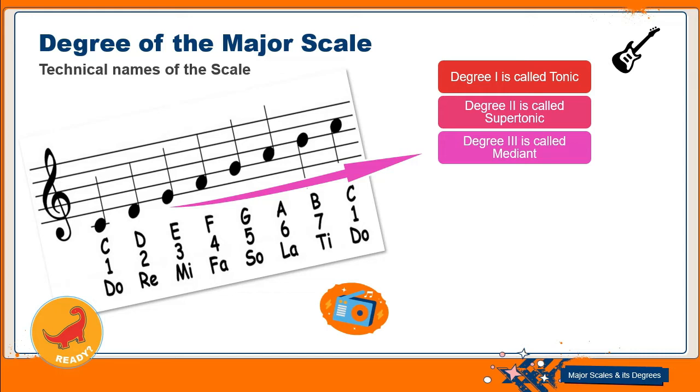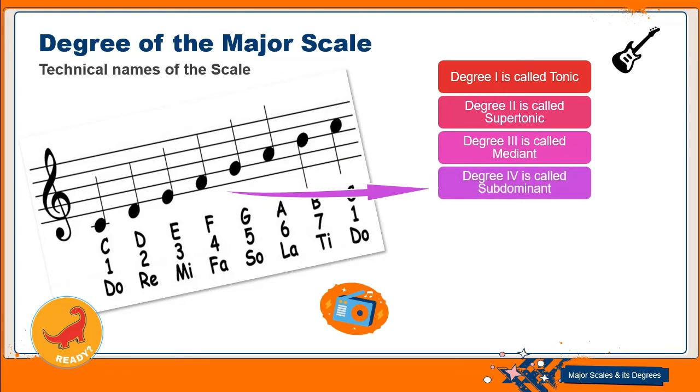But for this class, for the sake of this class, just take it that the third degree of the scale is called the median. The fourth degree of the scale is called the subdominant. That's the fourth degree. Remember, we are using the C major scale.